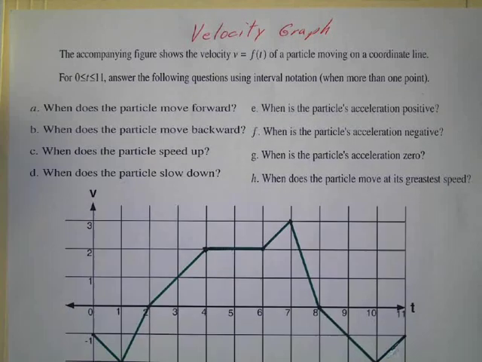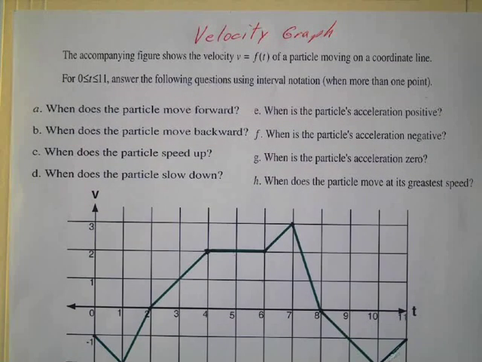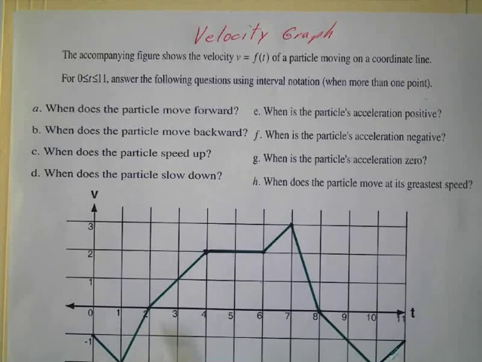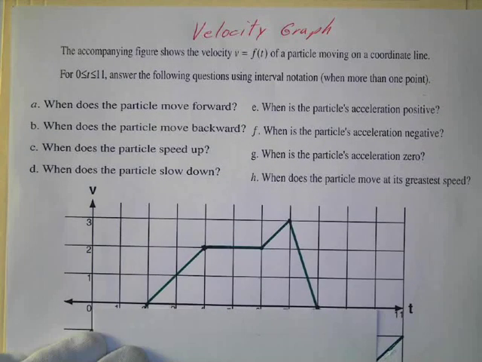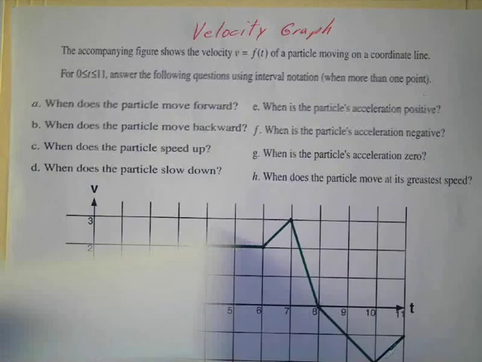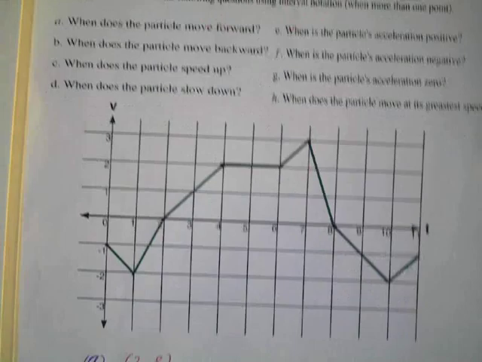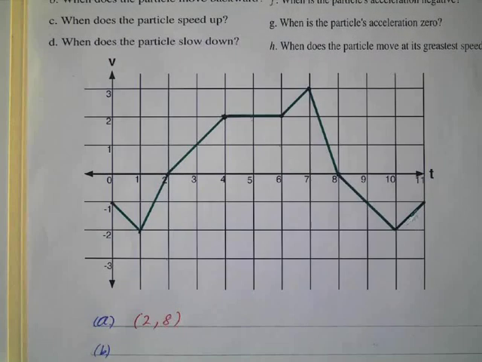So the first question is, when does a particle move forward? Well, it moves forward when the velocity is positive. Here the velocity is 0, and it's 0, so it moves forward when it's greater than 0. That's greater than 0 between 2 and 8, so that's when time is between 2 and 8. So that'd be the open interval 2 to 8.